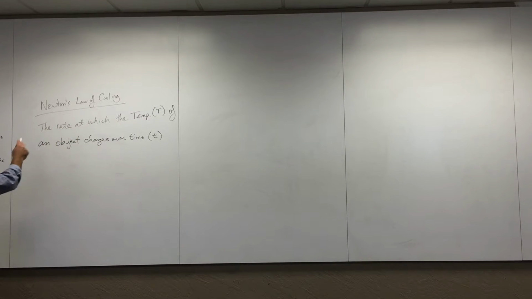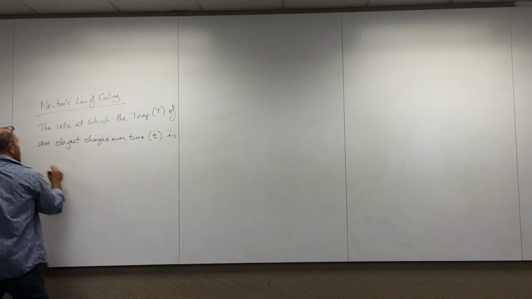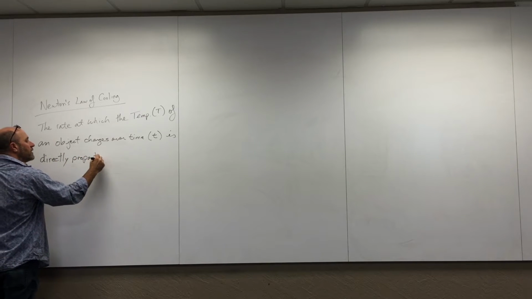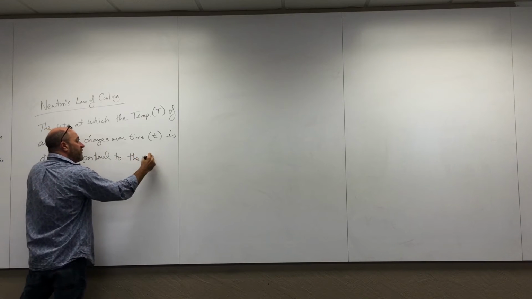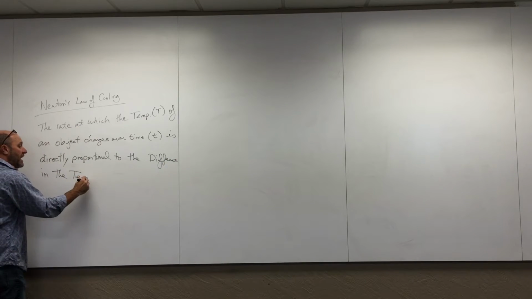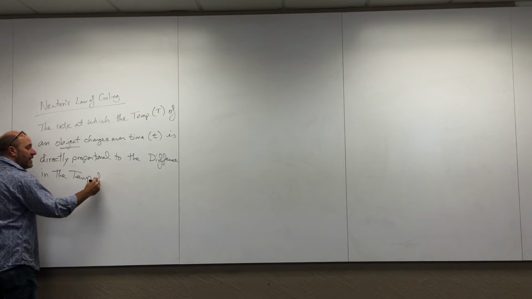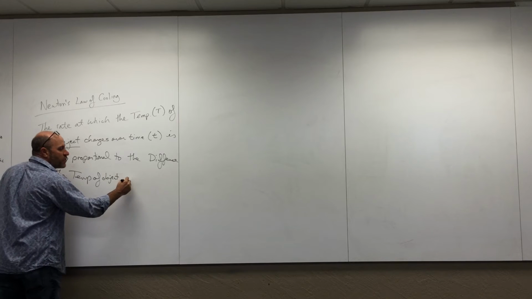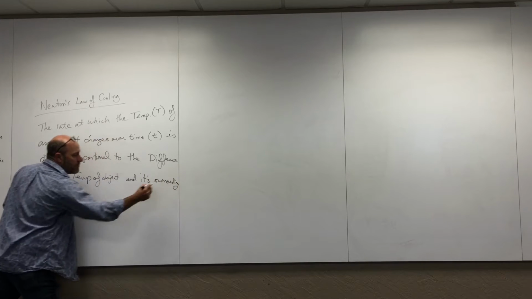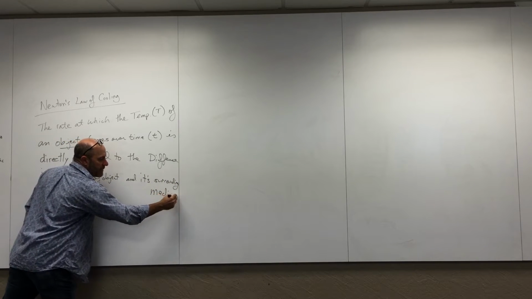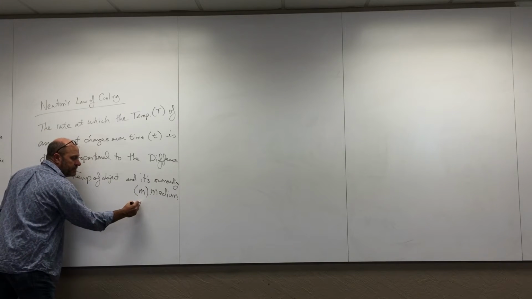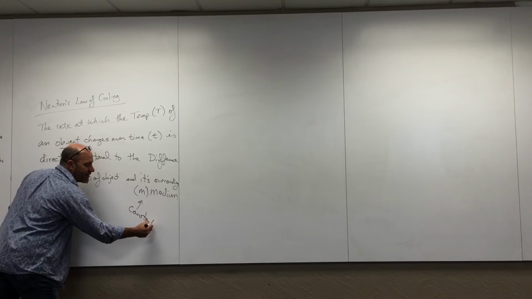The rate at which the temperature of an object changes over time, watch this, is directly proportional, very similar sentence, directly proportional to the difference in the temperature of the body, or I called it an object, the temperature of the object and its surrounding medium temperature, which I think we're going to call M, which is a constant. So M would be the temperature of the medium? Yes. Okay.